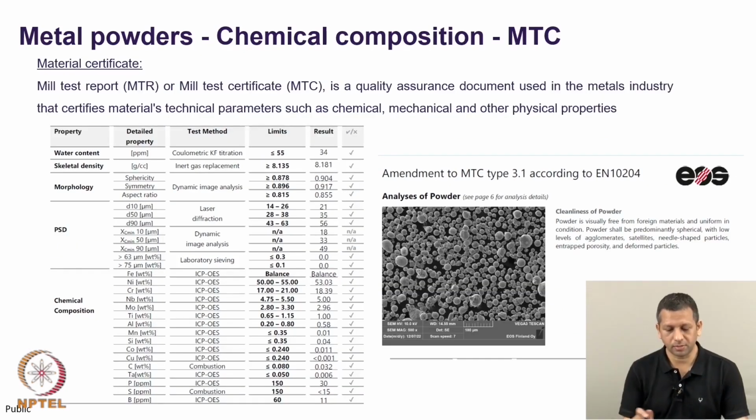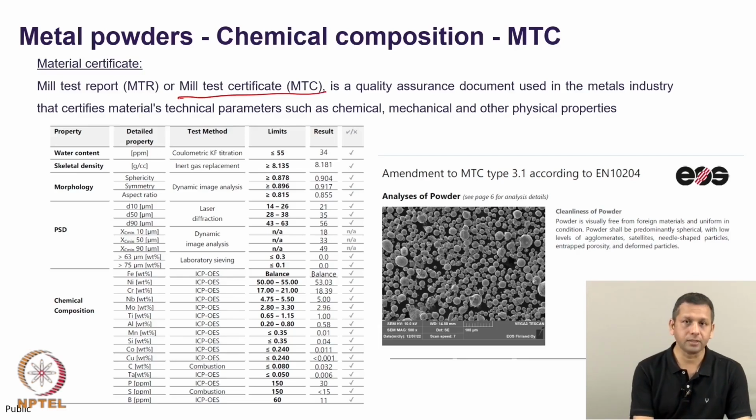We also learnt about how it can be ensured that the powder that is being used is of the required quality. We learnt about mill test certificate which comes with the packaged powder. We learnt about which elements are provided in these mill test certificates or the mill test report, water content, skeletal density, morphology of the powder, particle size distribution, chemical composition.